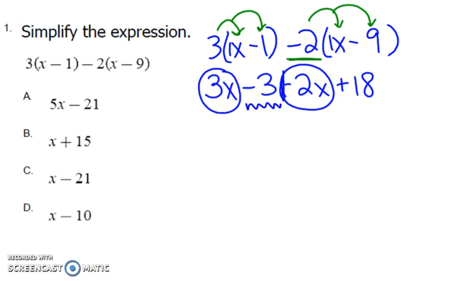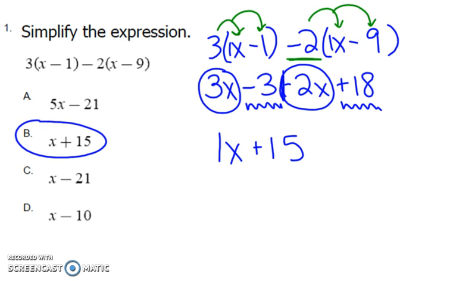We can also combine my constants. I have a negative 3 and I have a positive 18. Well, if I combine circle with circle, I have 3x minus 2x, which gives me 1x, and I have negative 3 plus 18 with my squigglies gives me a positive 15. Now, that 1 is just there as a placeholder, just as a visual reminder. So if I look at letter B, I have the same answer, x plus 15.